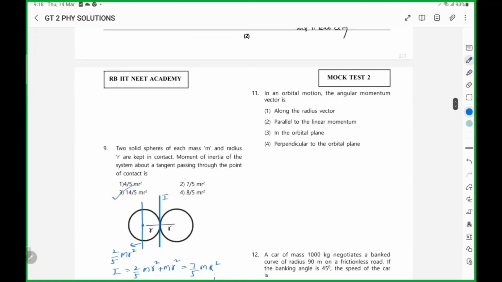So here, in an orbital motion, the angular velocity, angular momentum and torque are all axial vectors. Their direction will be perpendicular to the plane.